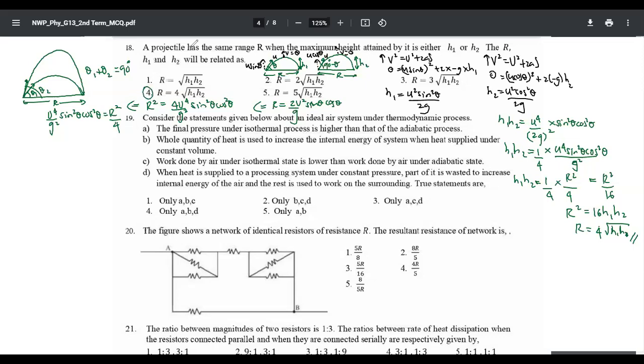Understood, people? So most of you had a problem with the 18th question. I explained it, right? How many of you got this answer? Oh, good. There were some who have got it.